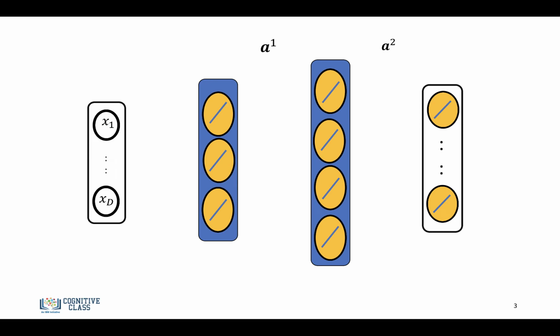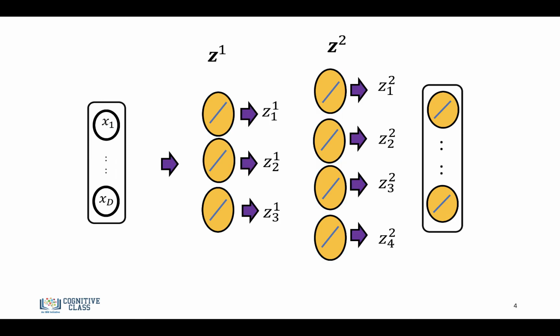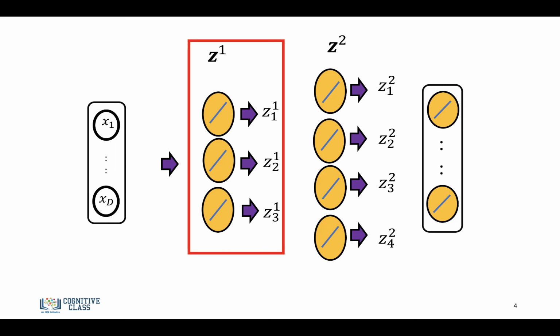So here's our standard picture of a neural network, and we're only going to look at the case where we apply batch normalization on the activations before we pass them to the activation function. So let's take a look at the first layer.